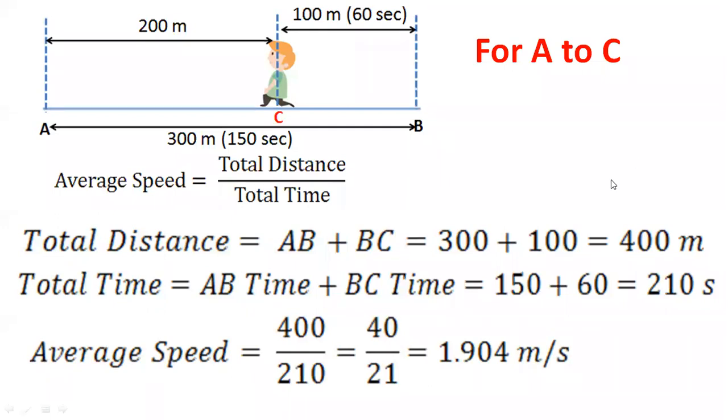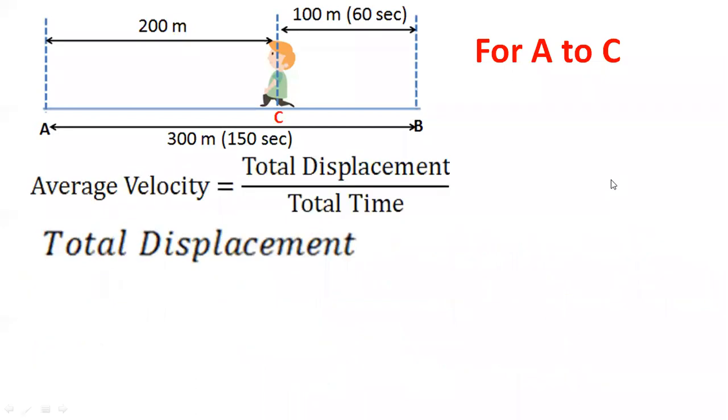Okay. Now the next thing we are going to calculate is average velocity. To calculate average velocity for A to C, the formula is total displacement by total time. But let us calculate total displacement first. To calculate displacement, we cannot take B into account. All we need to take into account is the initial position and final position, right?